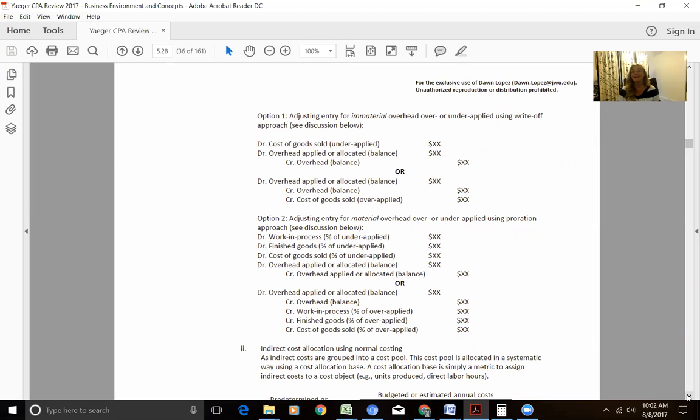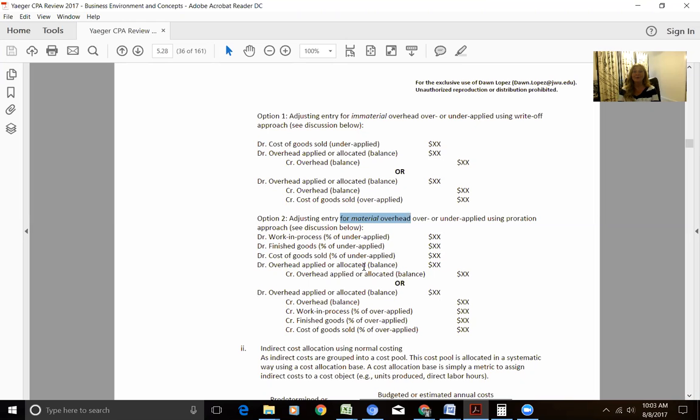There's two different ways that we can handle that. And it really comes down to, is it immaterial or is it material? Those are really important words that you need to watch for when taking the exam, because how you handle taking care of that under or over applied is directly related to whether or not the amount of the under or over applied is material or immaterial.